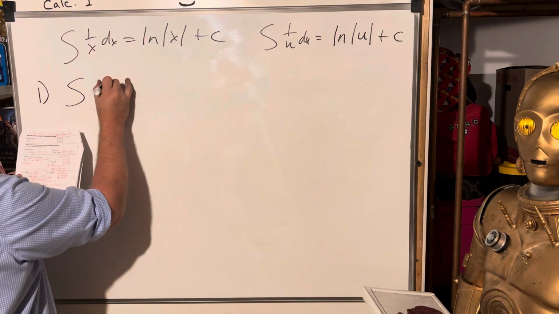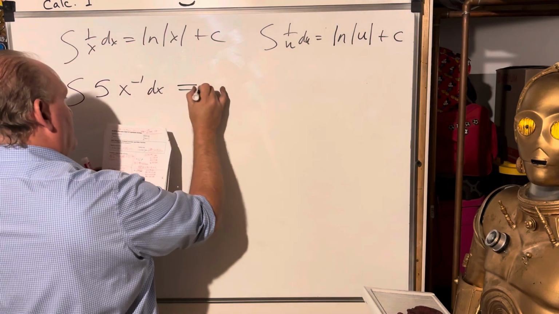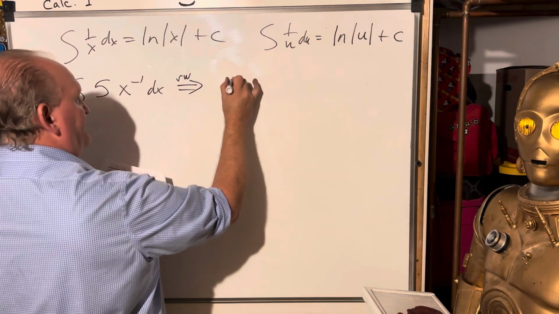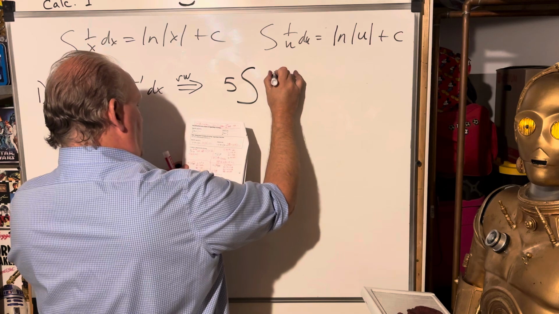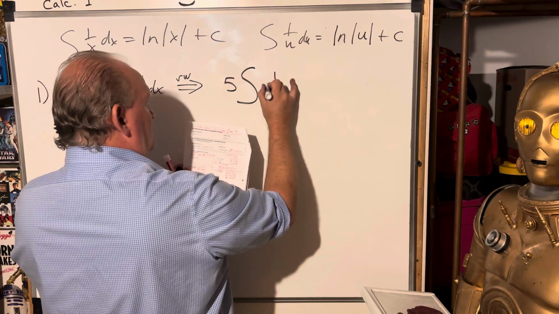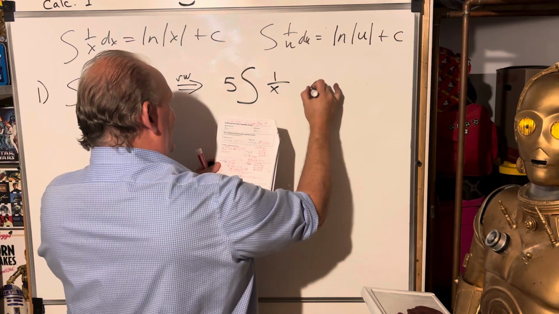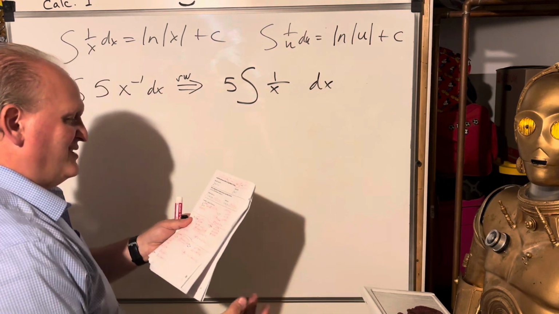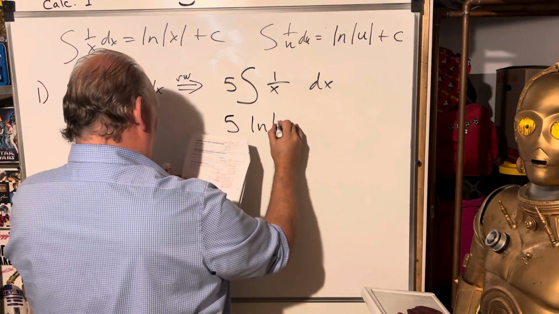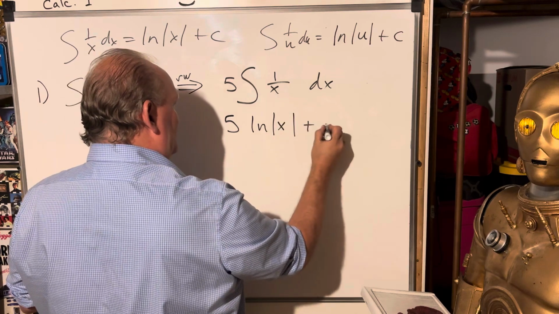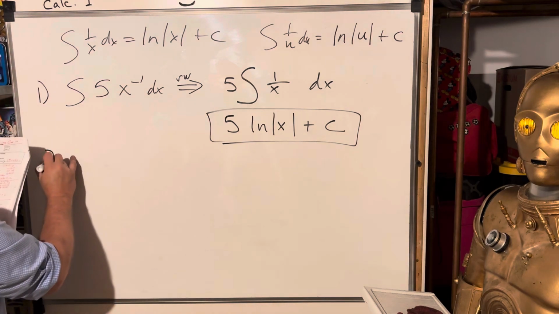Number one, we're integrating 5x to the negative 1 dx. Let's rewrite it. Let's pull the 5 out in front and then call this 1 over x. We don't have to, but it'll look like that then, right? 1 over x dx, and then you could just integrate that on the spot. It's just going to be 5 ln absolute value of x plus c. Done. So pretty quick problem.